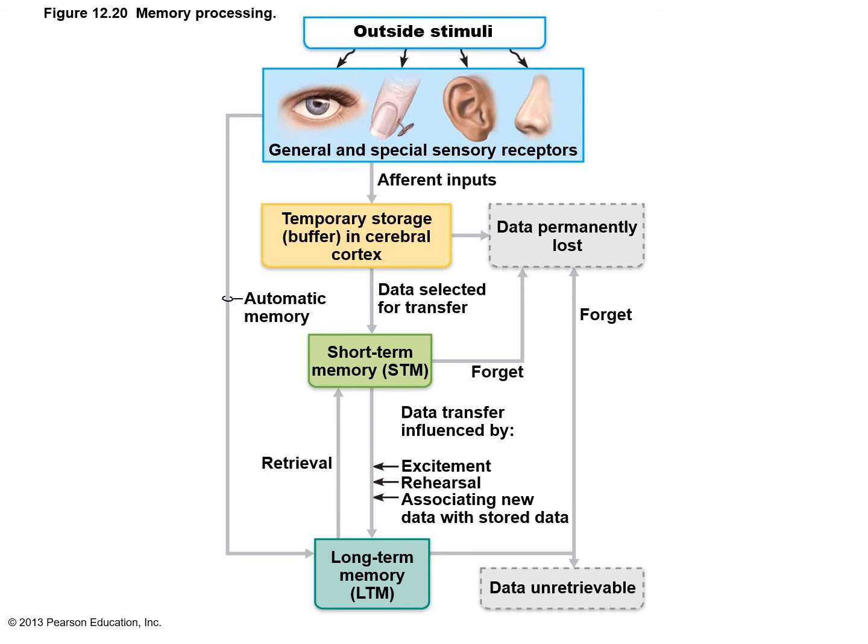So over time, portions of long-term memory can become unretrievable because basically you forget it, and in this case, the data is permanently lost. When you retrieve information from long-term memory, then basically you transfer data from long-term to short-term memory. Now you'll also notice that there's something called automatic memory. We'll go over what this means in just a minute.